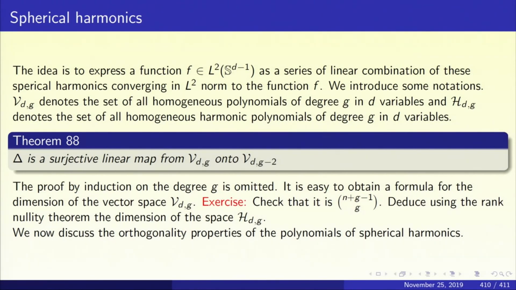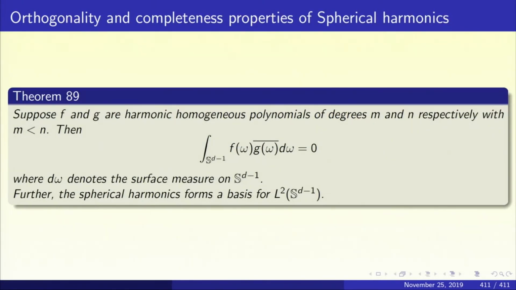So now we discuss the orthogonality properties of spherical harmonics. If f and g are homogeneous harmonic polynomials of different degrees m and n, with m less than n, then these harmonic polynomials are orthogonal and they form a basis for L2 of S^(d-1) with respect to the area measure on the sphere. So now with this one can develop a Fourier series, a theory of Fourier analysis for spherical functions, involving spherical harmonics.